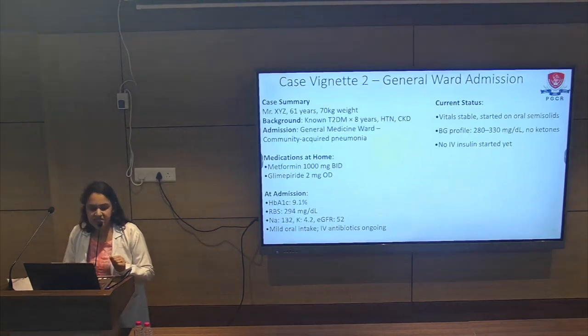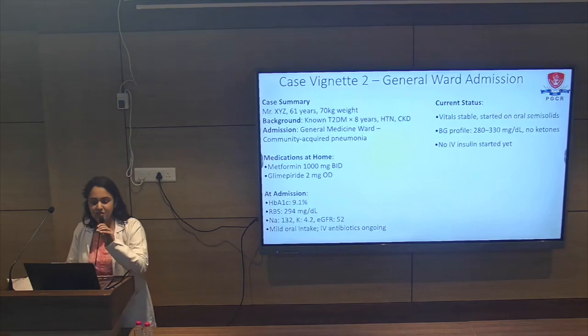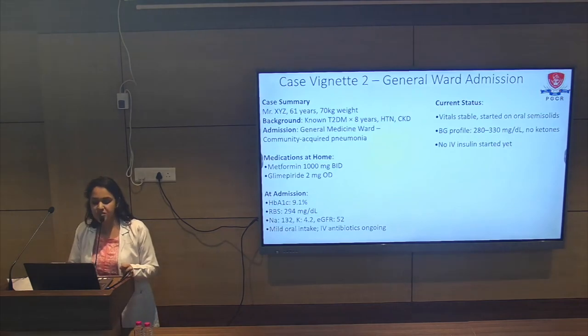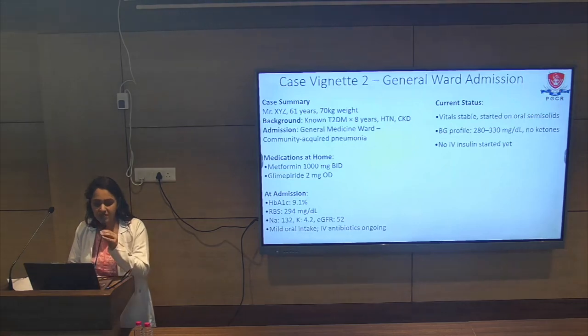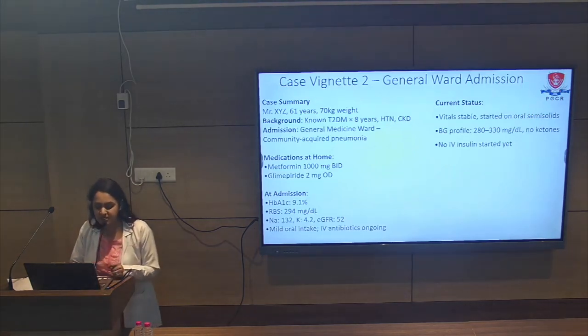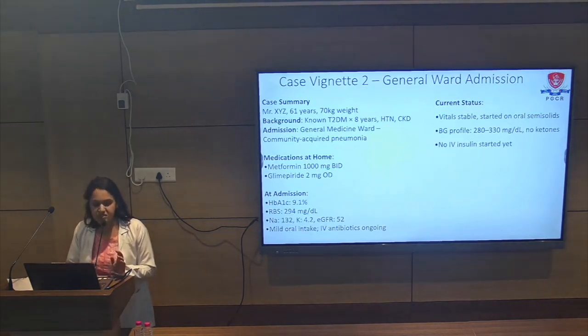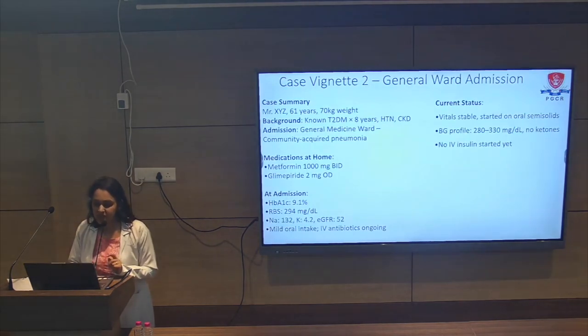Now this is the second case of a general ward patient, a 61-year-old, 70 kg male, a known case of type 2 diabetes since 8 years with a history of hypertension and chronic kidney disease. Admitted in the general ward with community-acquired pneumonia, on metformin 1000 mg twice daily and glimepiride 2 mg once daily. On admission, HbA1c was 9.1, RBS around 294 mg per deciliter, eGFR 52, the patient is vitally stable, and has been started on oral semisolids.